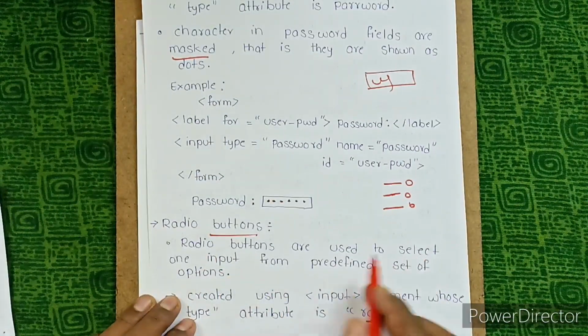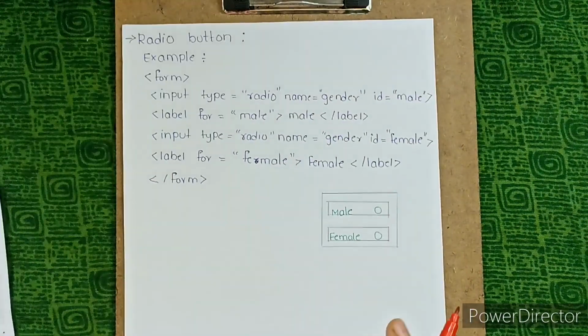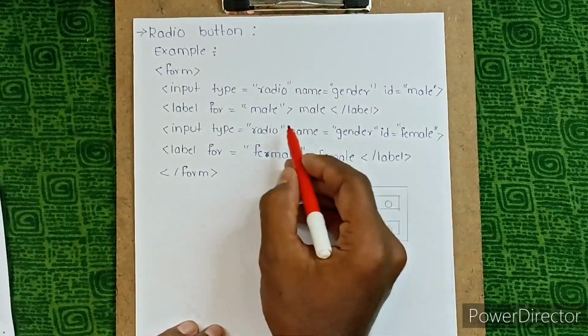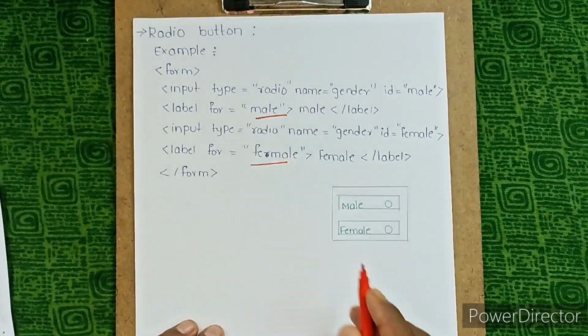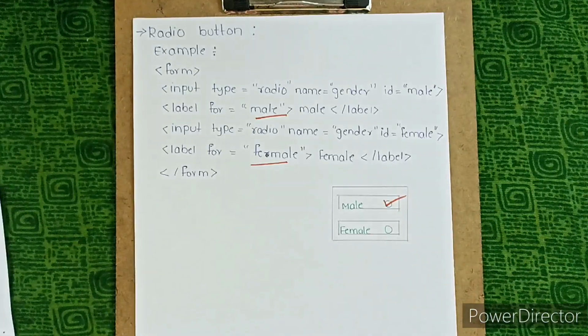Radio buttons are used to select one input from a predefined set of options. So here we have a predefined set of options like male and female. We have to select any one, like male. Hope you all have understood.